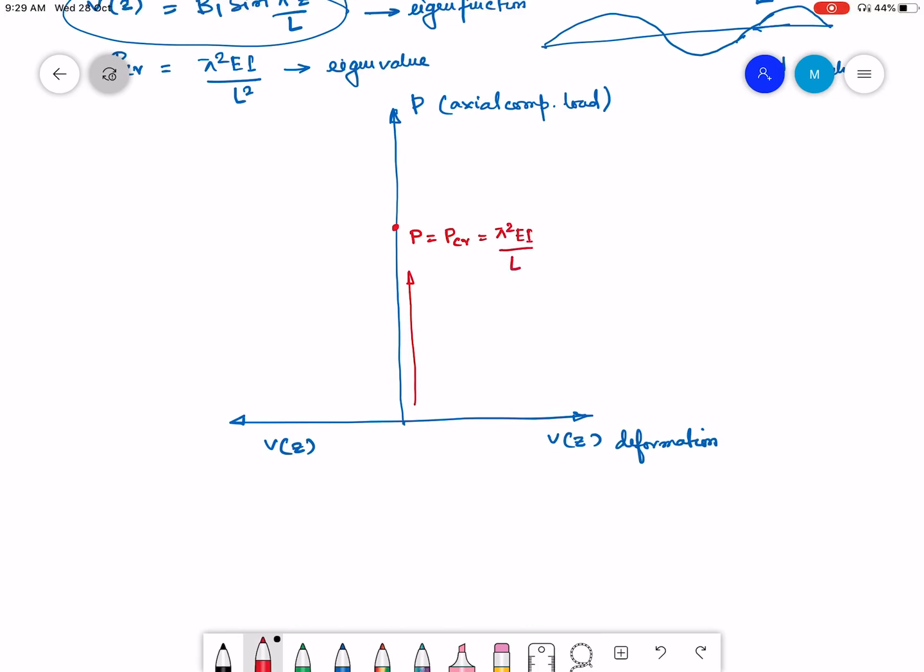Now, at this point, there are three things that can happen. If we give a perturbation, any perturbation, it can move in this direction. It can also move in this direction. And if there is no perturbation, it will move in this direction. So this point is also called the bifurcation point. And if there is no perturbation, this will keep on going.